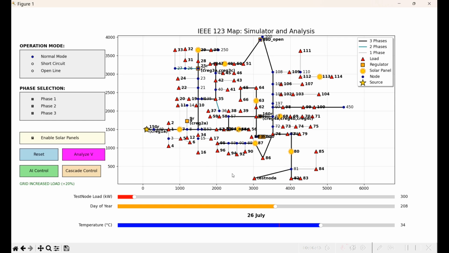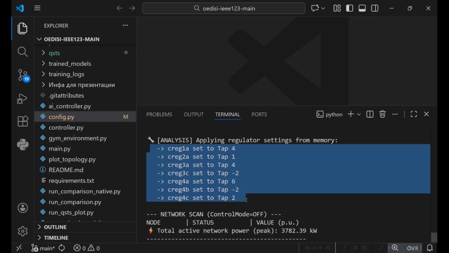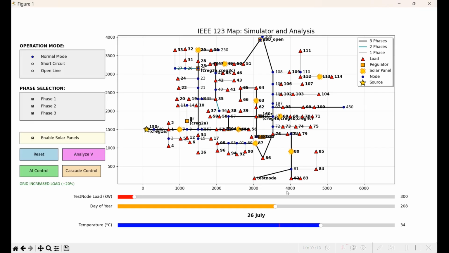We can run network analysis again and make sure that all nodes are in working condition and the voltage is within normal limits. Here, just above, you can see the position of each of the 7 voltage regulators and the position of their switches. The neural network has worked in such a way as to solve not only the local problem on the test node, but also the problem of overvoltage or insufficient voltage on each of the nodes presented in this system.